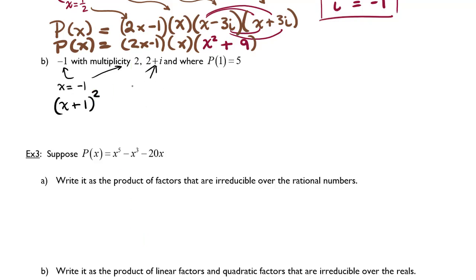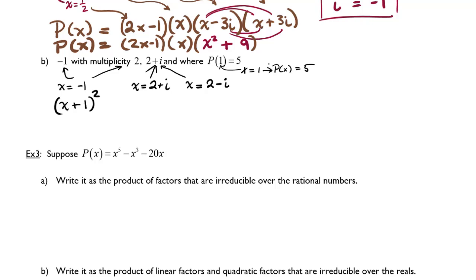The next zero is 2 plus i, so x equals 2 plus i. But this is a complex zero, which implies that there will also be a 2 minus i. We also need to be careful that for an input of 1, when x equals 1, p of x equals 5. So this is important at the very end.